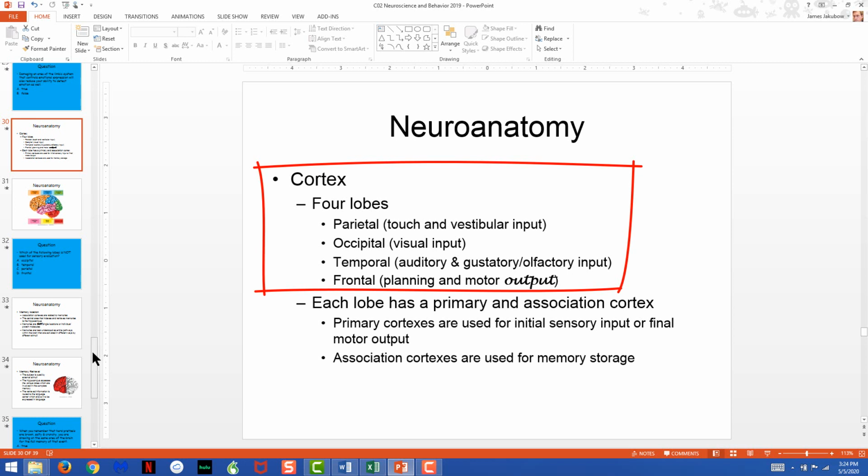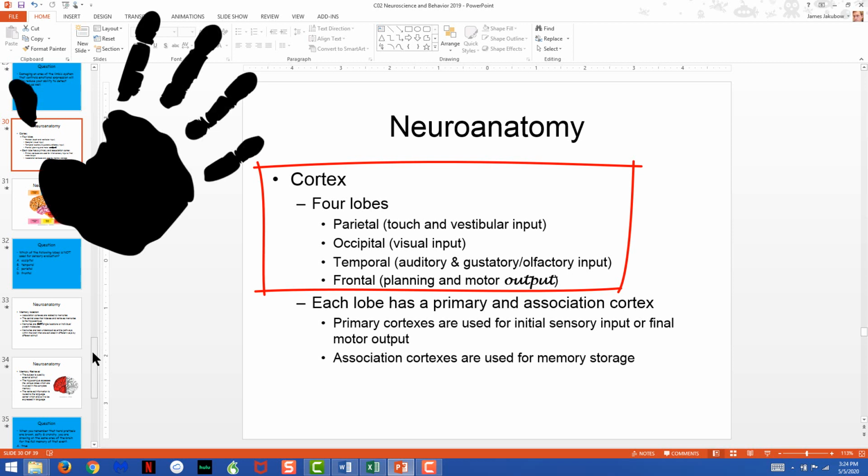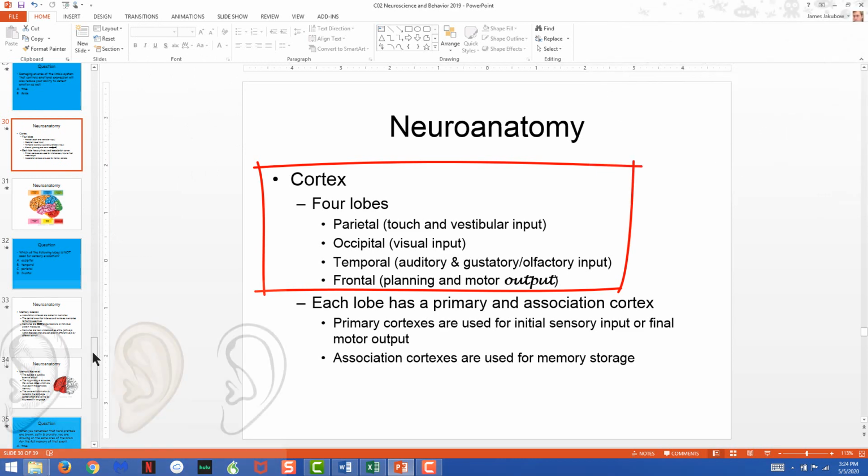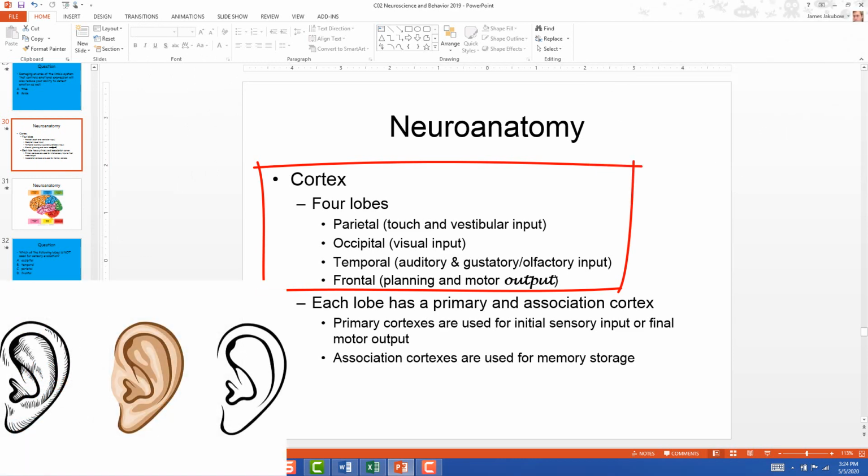There's the parietal, occipital, temporal, and frontal lobe. And you'll definitely need to know each of these four lobes on our exams and to be able to understand future chapters this semester. The parietal lobe primarily analyzes sensory input from touch and from balance. The occipital lobe processes vision. The temporal lobe primarily analyzes hearing, that is auditory, and gustatory and olfactory input. So gustatory is sensory experience from your tongue, and olfactory is, of course, your ability to smell.